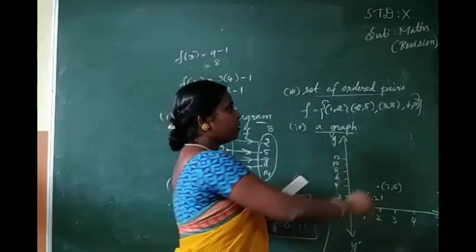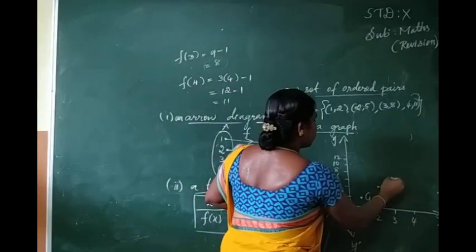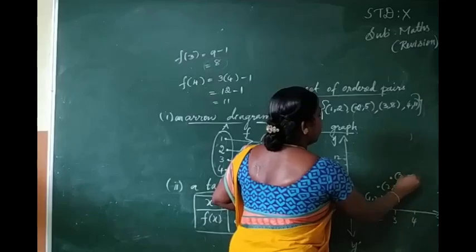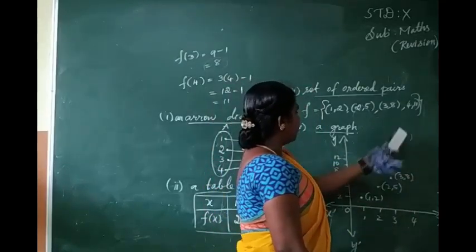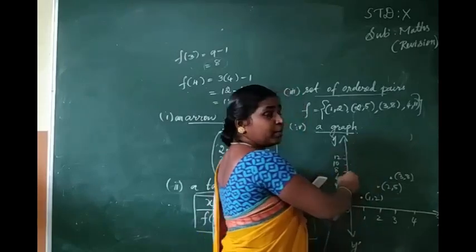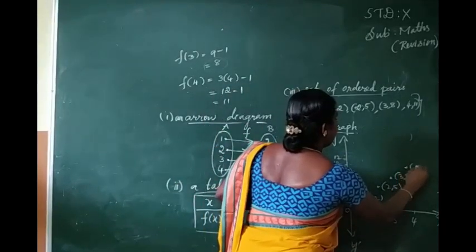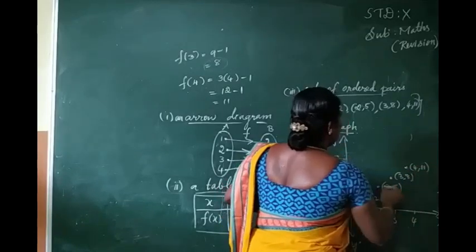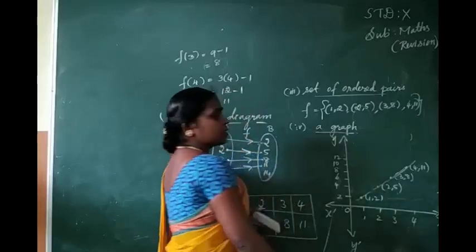Next when x equals 3, the value of y is 8. So 3, 8. Okay, next when x equals 4, the value of y is 11. So 11 means in between 10 and 12. So 4, 11. So okay, this is the answer.